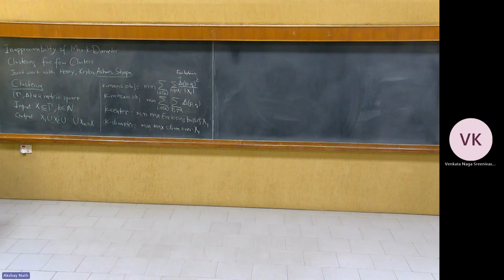The farthest pair within the cluster. So for every cluster, look at the farthest pair and take the maximum across the k clusters. That's the cost of your clustering. No, because they're related. The radius is different. It's a factor square root 2 in the Euclidean metric and a factor 2 in general metrics.